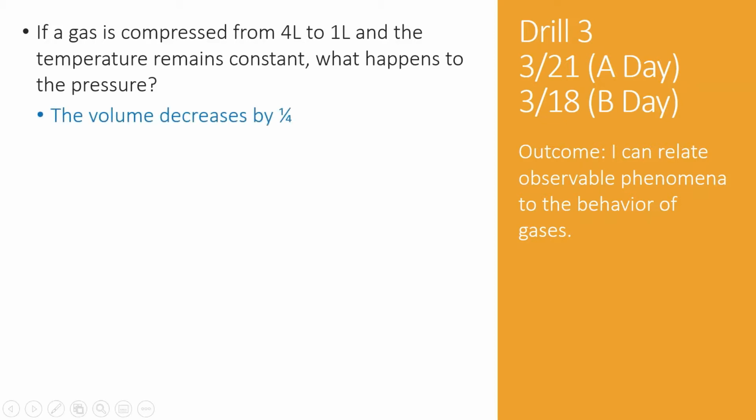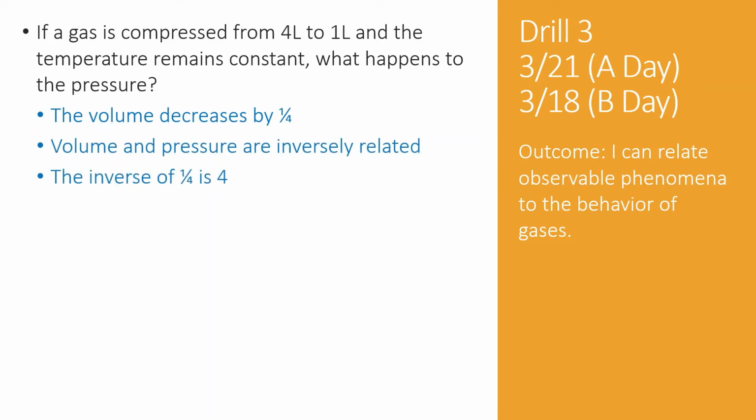So we're taking the volume down by 1/4. We're going from 4 liters down to 1 liter. So volume and pressure are inversely related, and the inverse of 1/4 is just 4. So we can conclude that the pressure is going to increase by 4 times, by a factor of 4.